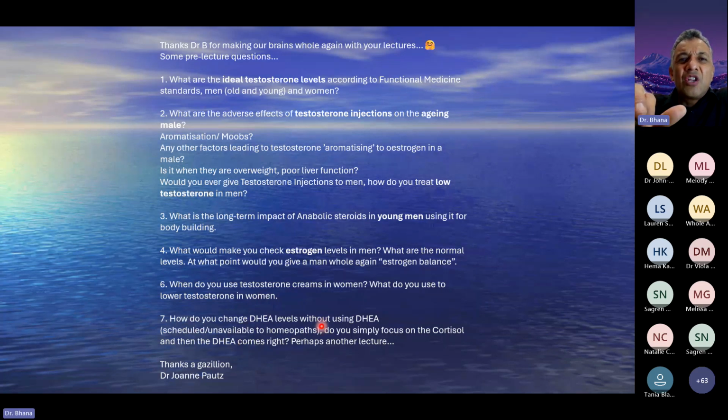How do you change DHEA levels without using DHEA? Listen, practically impossible. Why did they ask us questions? Because remember, homeopaths, unfortunately, and it's unfair, are not allowed to use this naturally occurring hormone just because it was scheduled as Schedule 5. So I think it's completely unfair, but anyway, who am I to say? So obviously for them, it's very difficult to get the DHEA levels up.